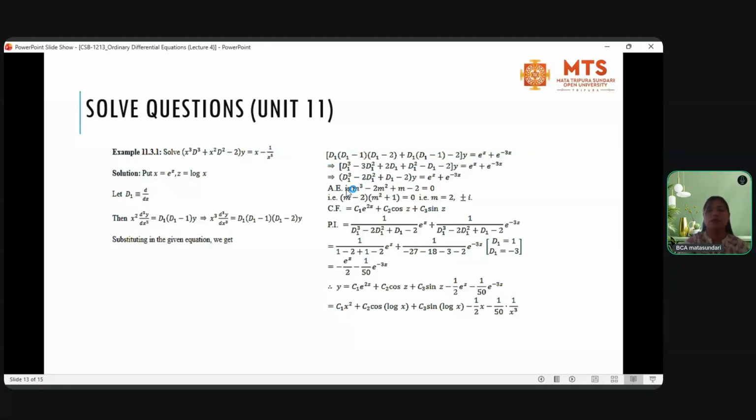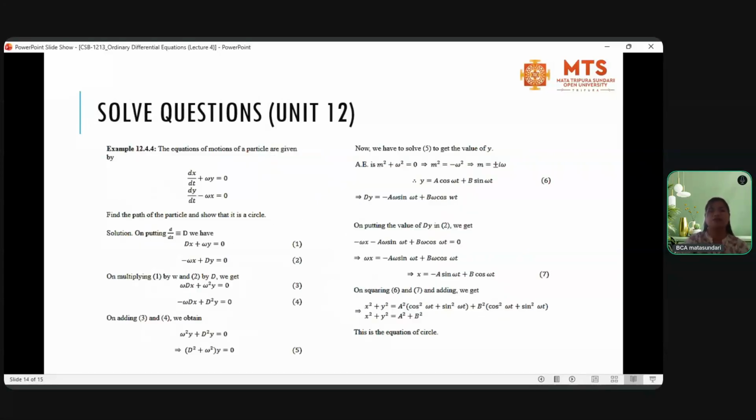Then the auxiliary equation is m cube minus 2 m square plus m minus 2 equal to 0, that is (m minus 2)(m square plus 1) equal to 0. Then this is the CF. We get the CF value here and the PI value, this one. Therefore, this is the final solution for this question.